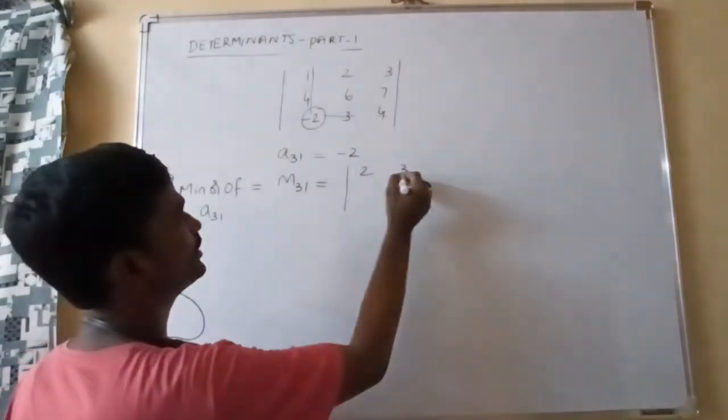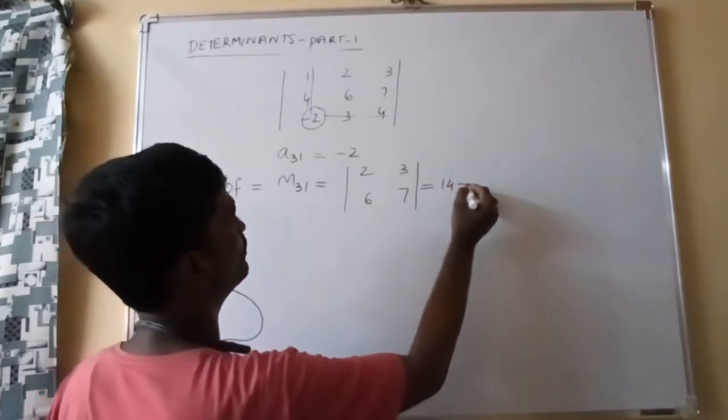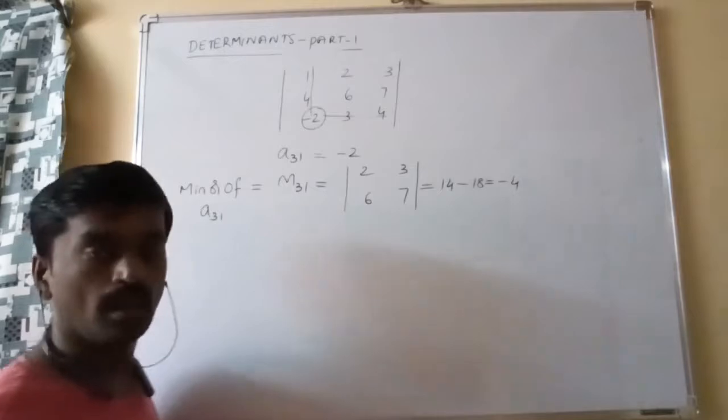So 2, 3, 6, 7. What you will get? 14 minus 18. What do you get? Minus 4.